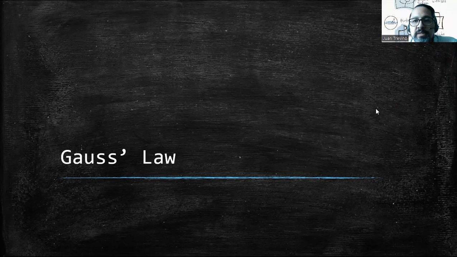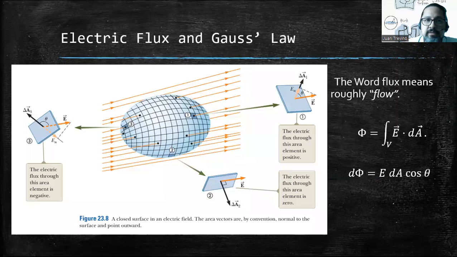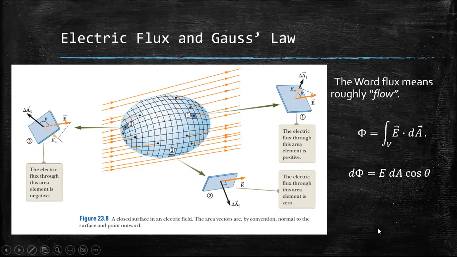So the first thing we must check when we talk about Gauss's law is the concept of field flux, or the flux of a field. In this case, we have electric flux, and the definition of the electric flux is just as you can see here in the picture.